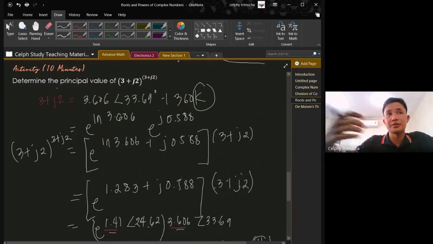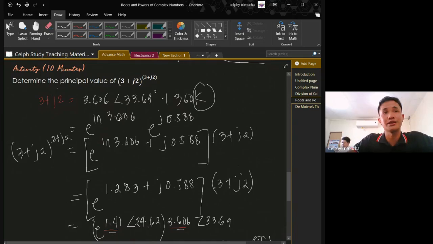In converting or finding sang principal value sa aton nga complex numbers, una convert mo siya danay in polar form ang imong base. So ang polar form sang 3 plus j2 is 3.606 angle 33.69 degrees. So dapat may 360k kapag express mo siya in general form. But since principal value ang aton nga ginakuha, k will be equal to 0, so pwede na natin i-neglect ang 360k. So 3.606 angle 33.69.